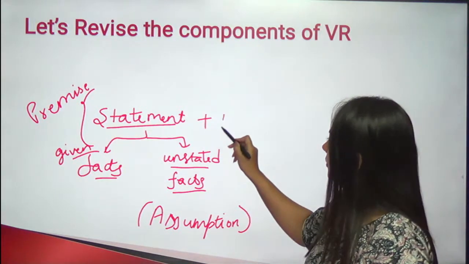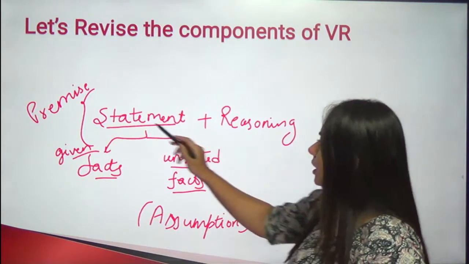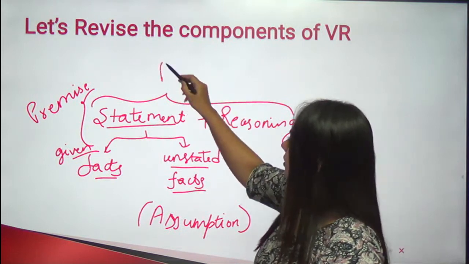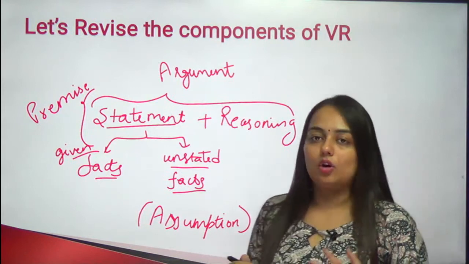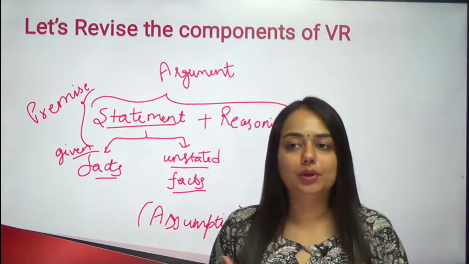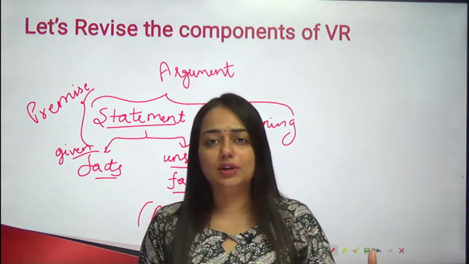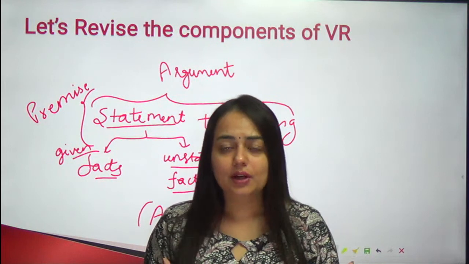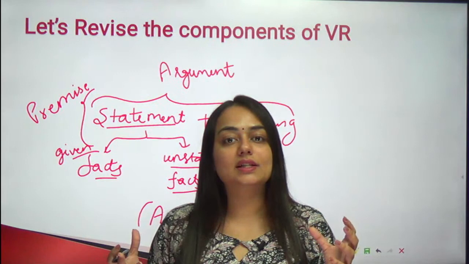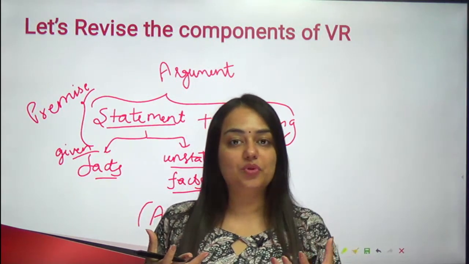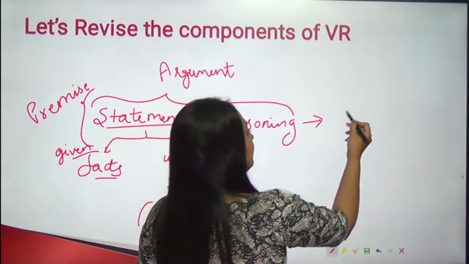Now, if I add reasoning to this simple statement, it will become an argument. When I ask people what is an argument, the first answer would be it's basically a kind of debate. You counter argue the other person. It's kind of negative, but that's not true. Argument is neither negative nor positive. Argument is a combination of statement with some reasoning that makes it strong enough and leads us to one definite conclusion.